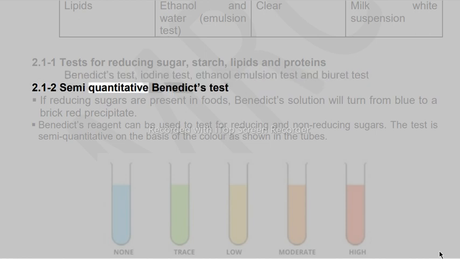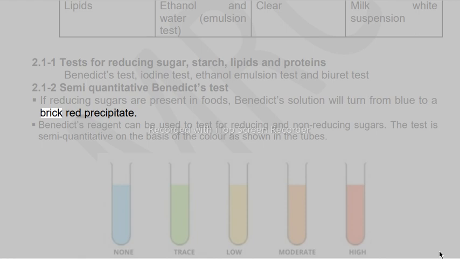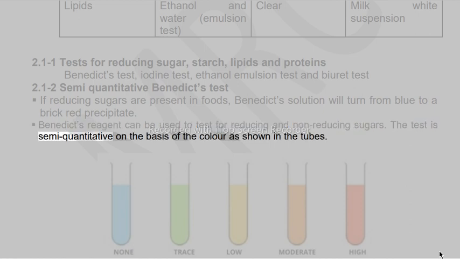2.1-2 Semi-quantitative Benedict's test: if reducing sugars are present in foods, Benedict's solution will turn from blue to a brick red precipitate. Benedict's reagent can be used to test for reducing and non-reducing sugars. The test is semi-quantitative on the basis of the color as shown in the tubes.